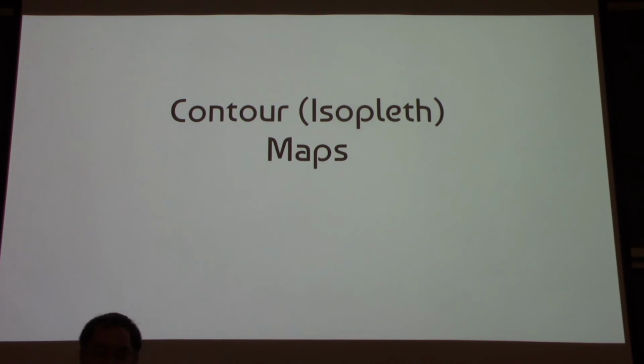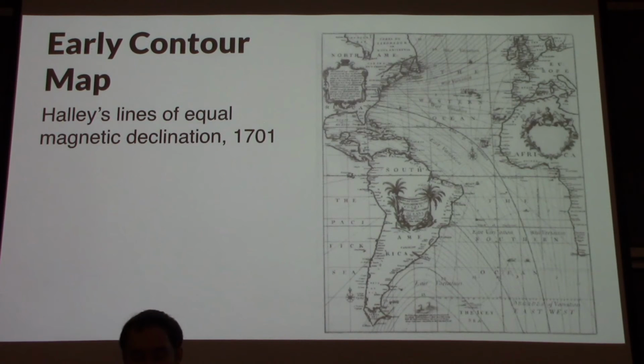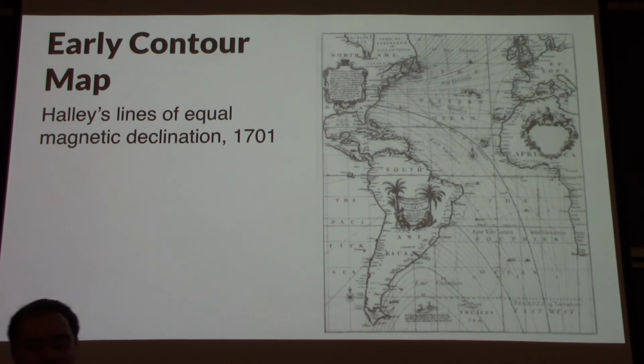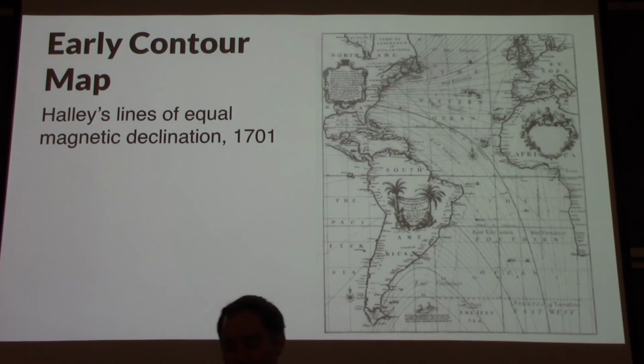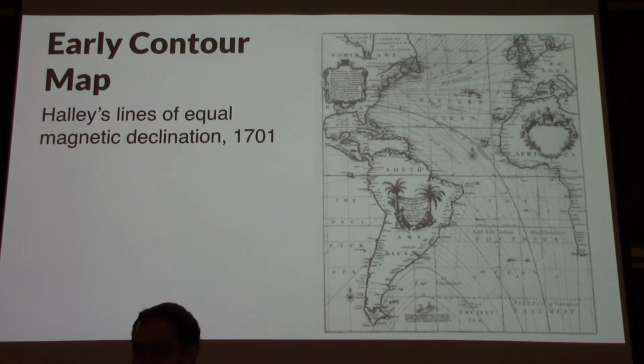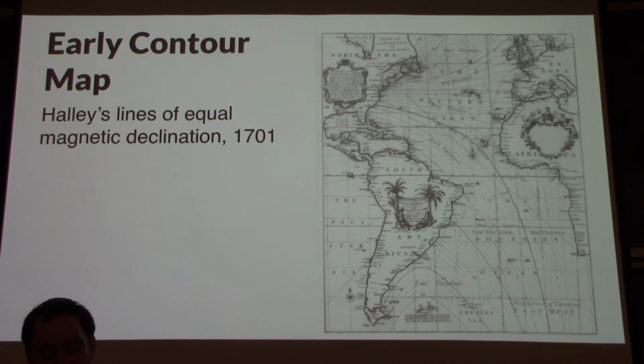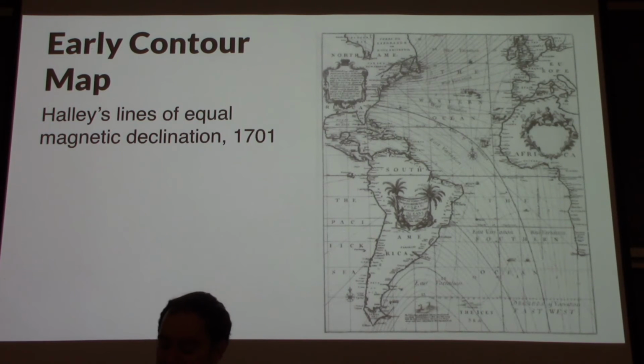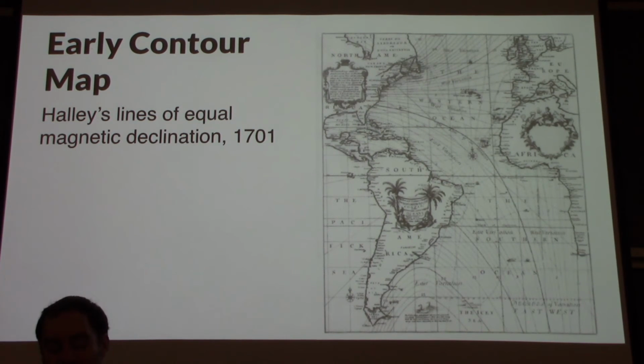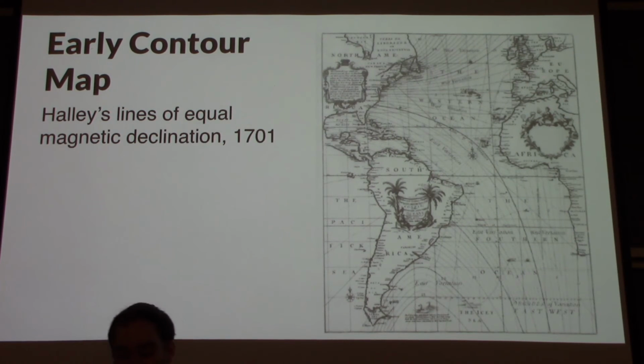so let's talk about contour maps. Contour maps are important to show continuous variables. So there's a lot of relationships, of course, to flow visualization here. So I'll keep this short. So here's an early contour map. Lines of equal magnetic declination, of course important for navigating at sea, from 1701.